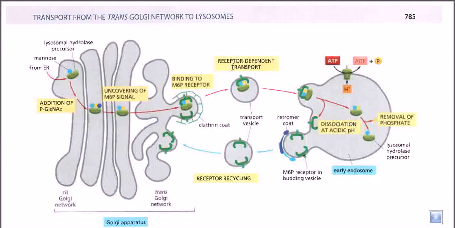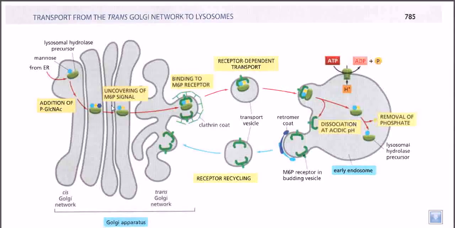Let us discuss the transport from the trans-Golgi network towards the lysosome. Normally, as we know, the lysosome contains different hydrolytic enzymes. Those enzymes have to be prepared in the endoplasmic reticular lumen. After production, they are modified using post-translational modification schemes. After the modification of those enzymes, they are sorted in the Golgi apparatus.